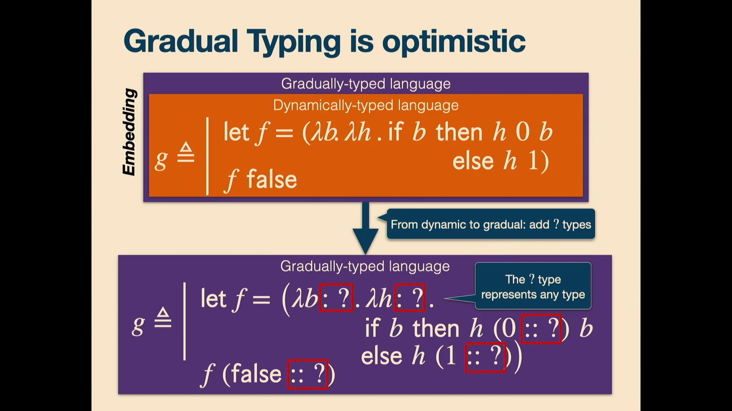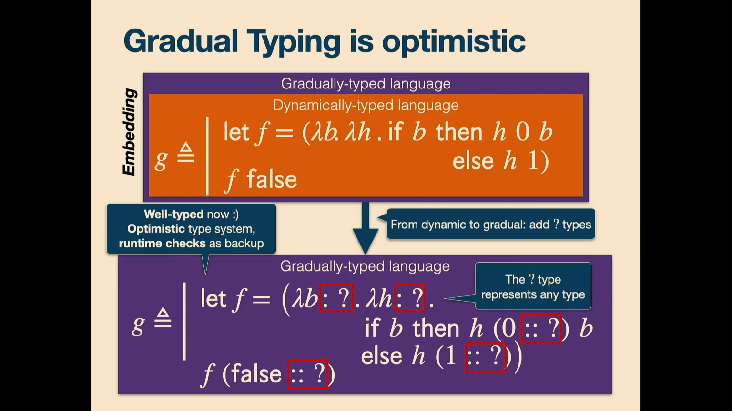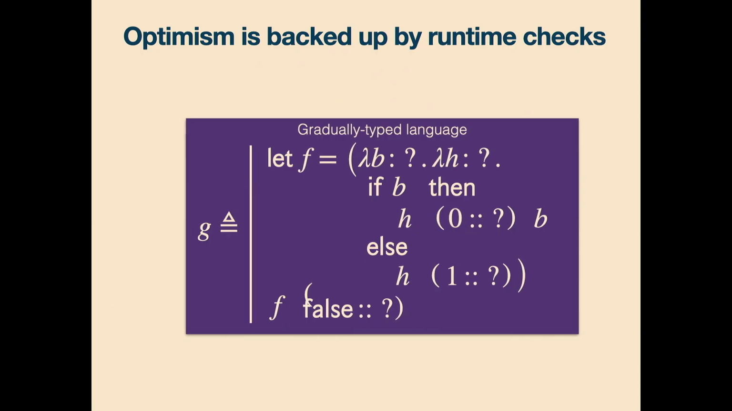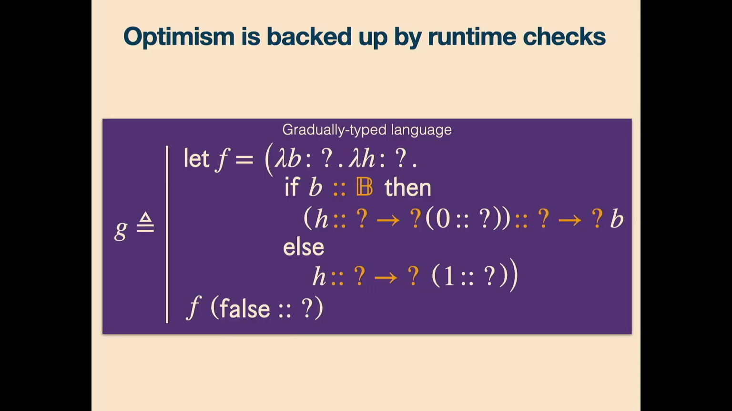And so how do gradually typed languages work? This program is optimistically accepted. Everything is fine because unknown is optimistically consistent with any other type. But this optimism must be backed up with runtime checks. So this program is going to be elaborated by inserting casts. For instance, the argument b must be a Boolean, so it's going to be cast to a Boolean. And the first application of h is also cast to a function, and so on. These yellow ascriptions mean either a cast, or an ascription, or evidence, or whatever you want.